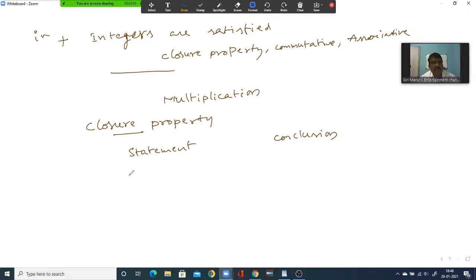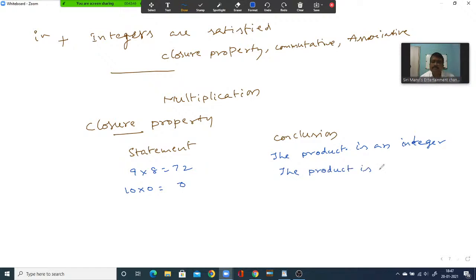Right. So statement is 9 into 8 is equal to 72. Yes. If 9 and 8 are integers, no doubt about that they are integers, then the product is also an integer. So అదే రాస్తాం ఇక్కడ. The product is an integer. That's it. Next, 10 into 0. 10 into 0 is 0. So here also we are concluding that the product is an integer.